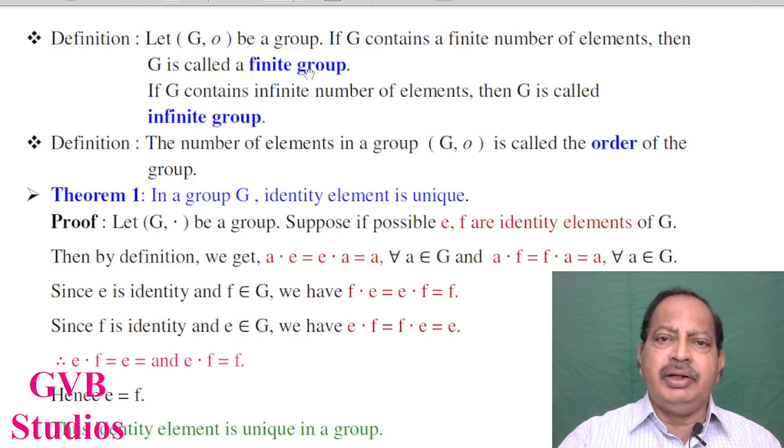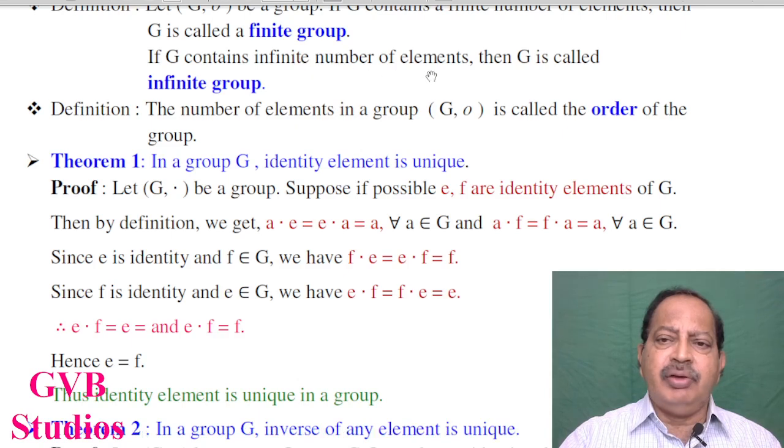Next, finite group and infinite group. Every set contains some elements. It may be a finite number of elements or an infinite number of elements. Here, let (G, circle) be a group. If G contains a finite number of elements, say 10 or 20 or 100 or 500, then G is called a finite group. If G contains an infinite number of elements, then G is called an infinite group.